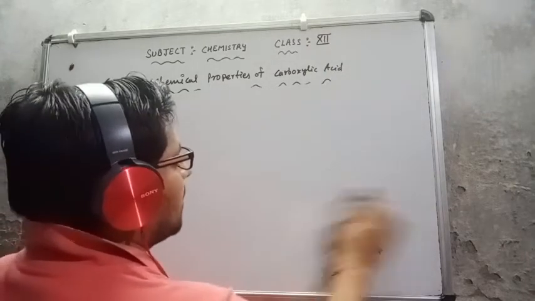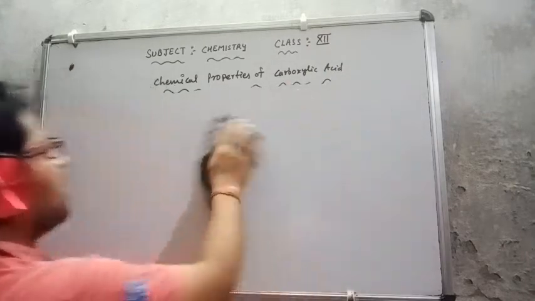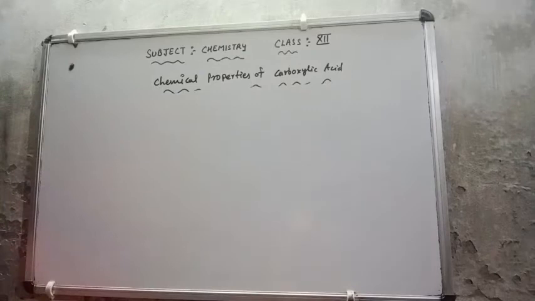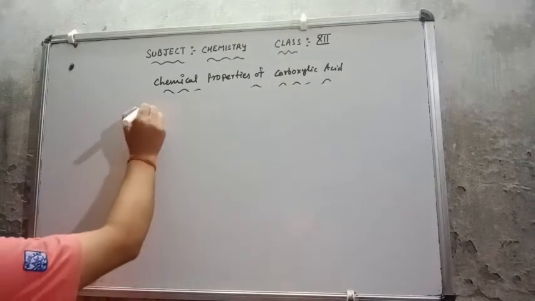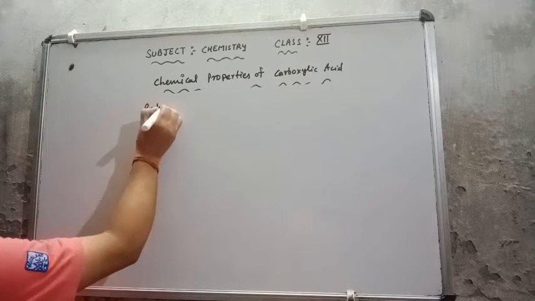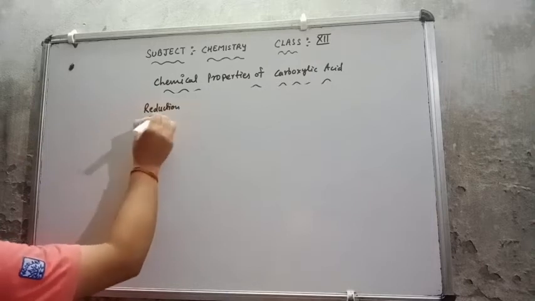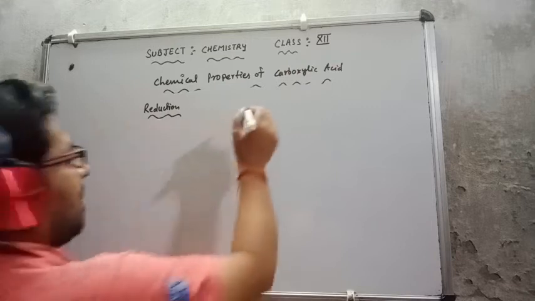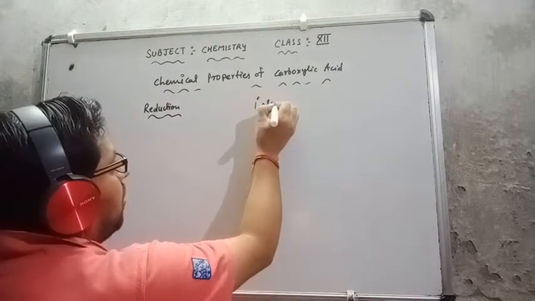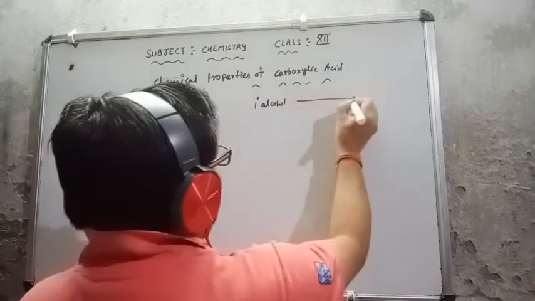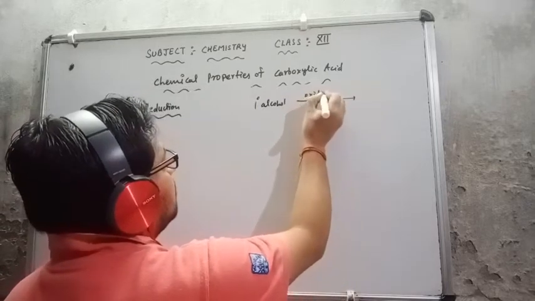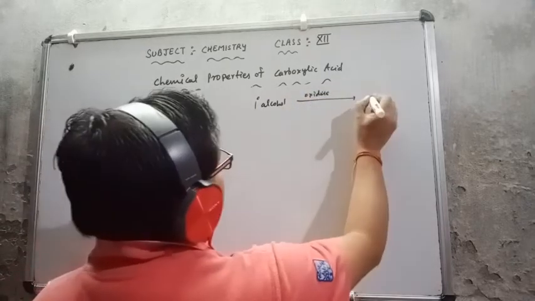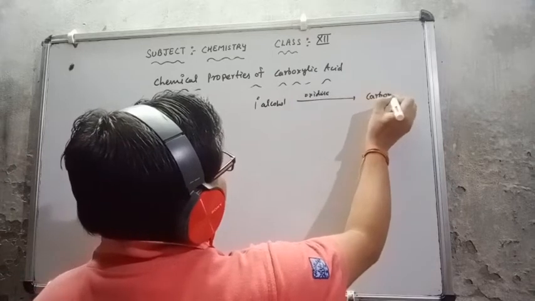Now after this I am going to discuss the next reaction, that is reduction of carboxylic acid. One thing I want to recall for you: whenever we do strong oxidation of alcohol, primary alcohol, I am reminding you, if the primary alcohol is oxidized in the presence of a strong oxidizing agent, then it gives us the carboxylic acid.